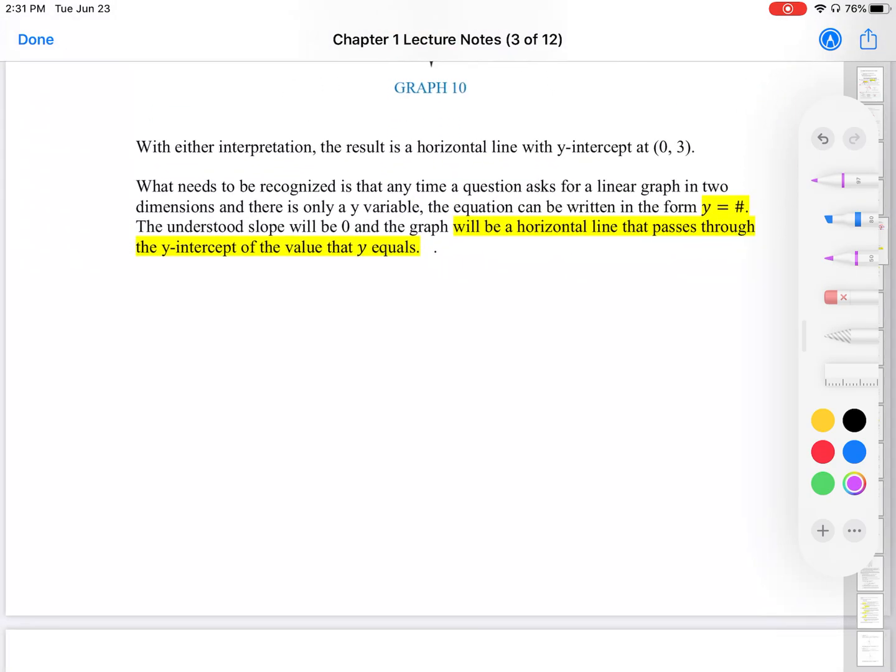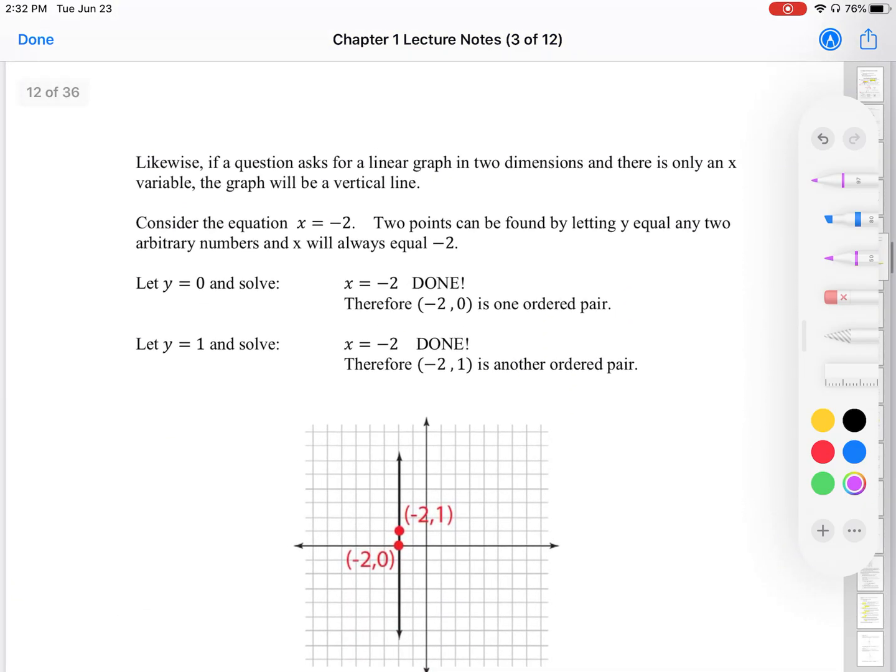With either interpretation, the result is a horizontal line with y-intercept at 3. What needs to be recognized is that anytime a question asks for a linear graph in 2 dimensions and there is only a variable y, the equation can be written as y equals a number. The understood slope will be 0 and the graph will be a horizontal line that passes through the y-intercept. Likewise, if an equation asks for a linear graph in 2 dimensions and there is only an x variable, the graph will be a vertical line.